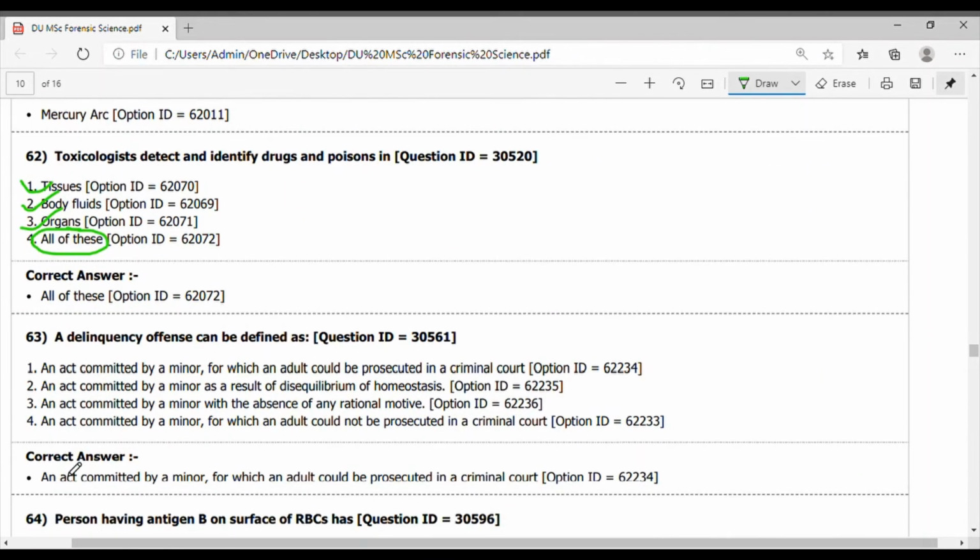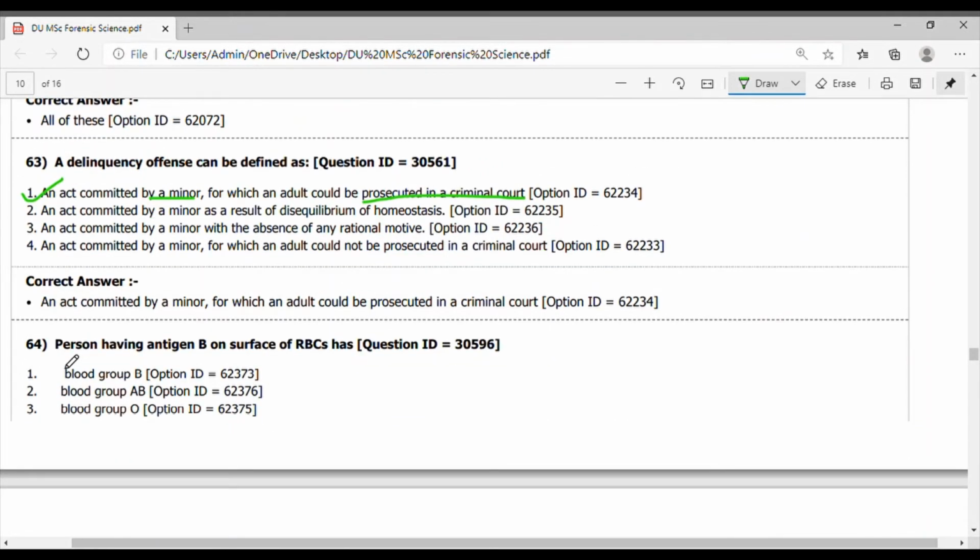Question 63, a delinquency offense can be defined as: an offense that is committed by a minor for which an adult could be prosecuted in the criminal court. It is committed by a minor but an adult could be prosecuted in the criminal court, and the answer is the first.